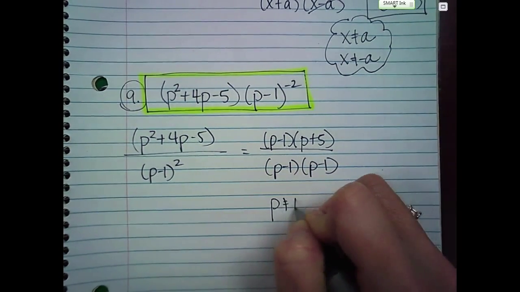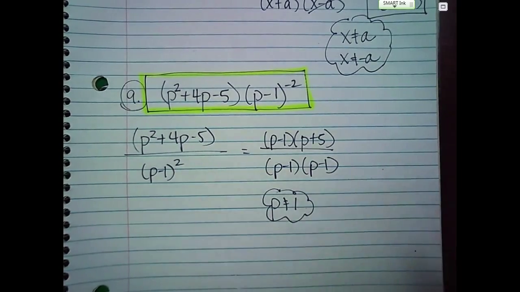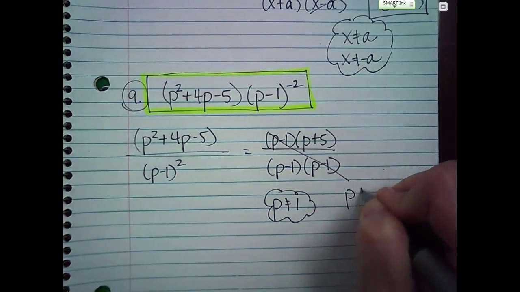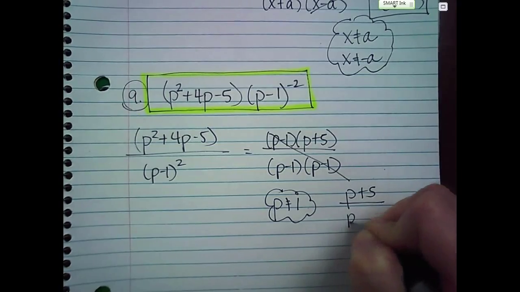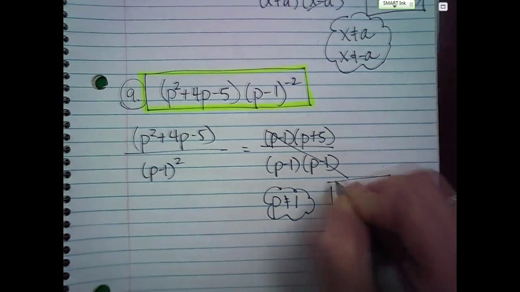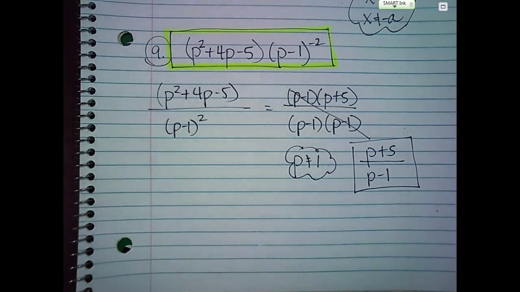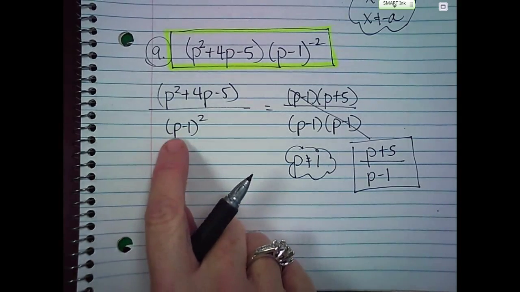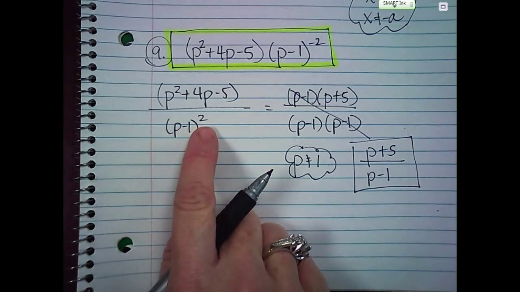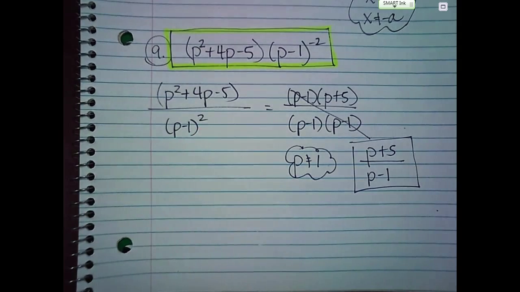P can't equal 1, because 1 minus 1 is 0. These cancel. We've got a 5 and a 1. Yes, I'll move the denominator to the top part. Why is it both minus 1? Because it's p minus 1 squared, so it wants 2 of them. I know. It's not the factoring of difference of perfect squares. Very easy mistake.